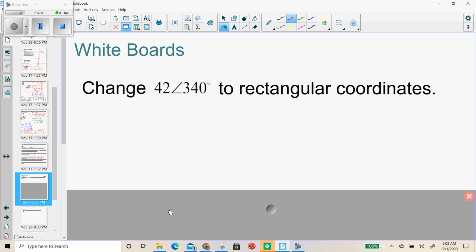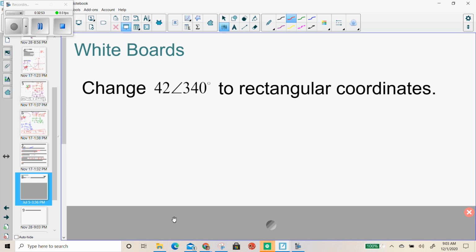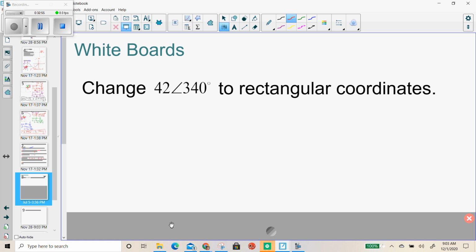Following these steps, let's see what you can do for 42 at 340 degrees. The first thing I want you to do is to figure out what quadrant that's in and draw an arrow at about the right spot for 340 degrees and label that that arrow is 42 units long.